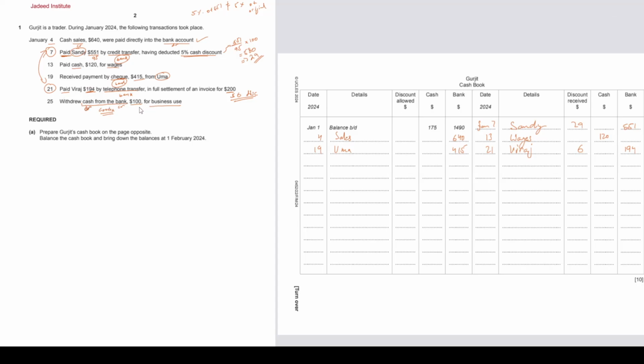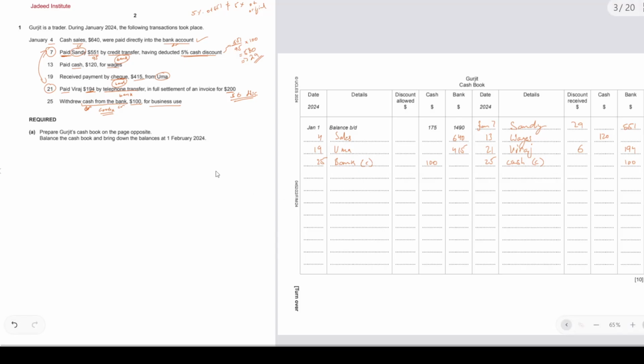Withdrew cash from bank $100 for business use. So cash would be debit. Bank would be credit. We label this as cash because that's where it's coming from. You may put C there for what? Can you guess? That's right. Contra. Cash coming in from where? From the bank. So again, you may put contra there. It's 25. And we're done like that.